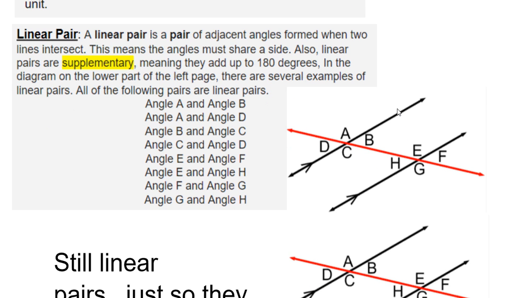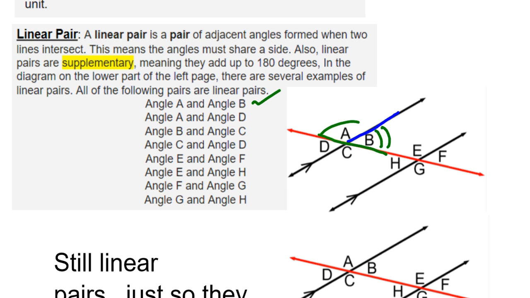The first one is our linear pair. A linear pair is a pair of adjacent angles formed when two lines intersect. It's important to know that adjacent means they're right next to each other. If I'm talking about a neighbor that's adjacent to me, that's the neighbor that lives on the left or the right hand side of me. It is not the neighbor that lives across the street or down the street and around the corner. In this diagram, A and B are adjacent. They also have to be supplementary, meaning they add up to 180 degrees. This red line is 180 degrees, so angle A and angle B are our first example of supplementary angles.